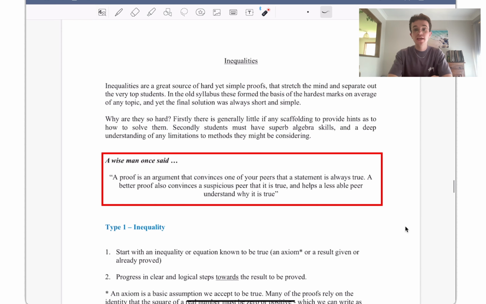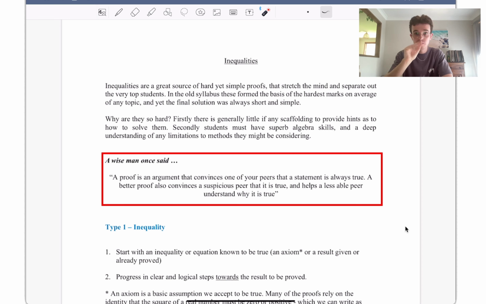Alright, today we're going to have a look at extension 2 inequality proofs. Now, this is where we're going to start to get to the ridiculously hard questions in extension 2, which is why we're going to spend a lot of time on inequalities, and we're going to look at many different scenarios. So inequalities is a great source of hard yet simple proofs, and it will separate the top students from the very top students. Now, in the old syllabus, this formed the basis of the hardest marks on average of any topic, and yet the final solution was pretty short and simple.